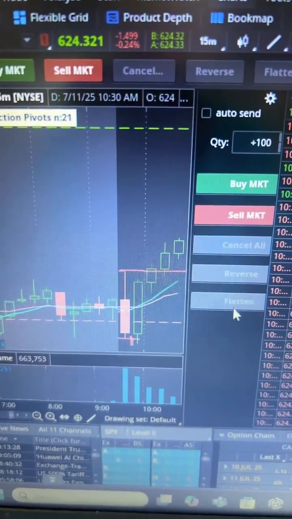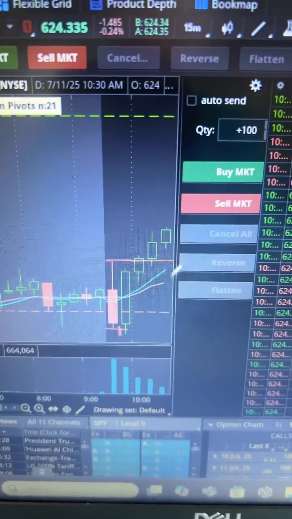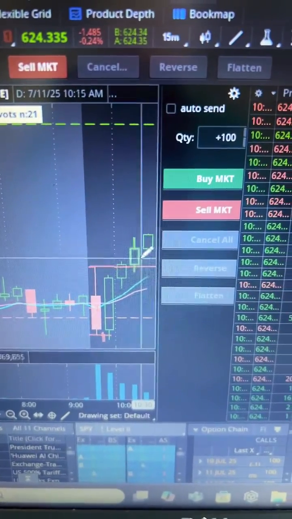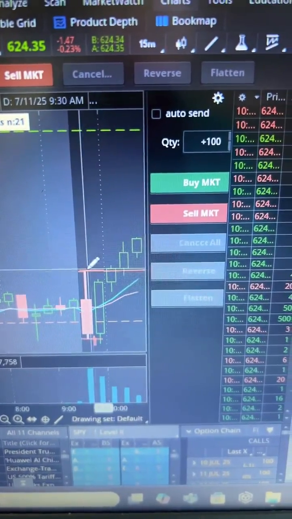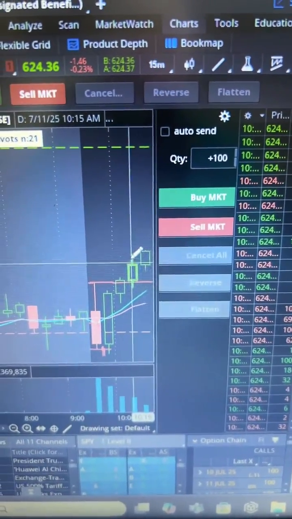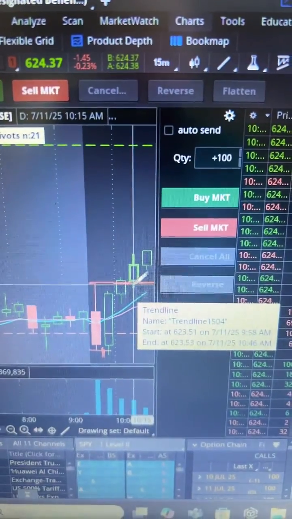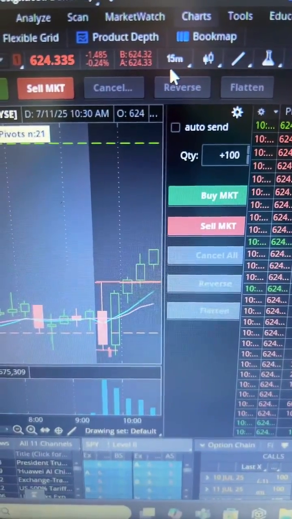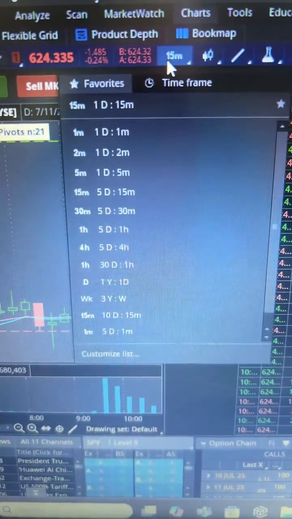And then you look at your 15-minute chart. The ticker is SPY. We're in an uptrend. We are 50% above this trend line. This is called open range breakout, 15-minute open range breakout. Let me show you what the 5-minute would look like.